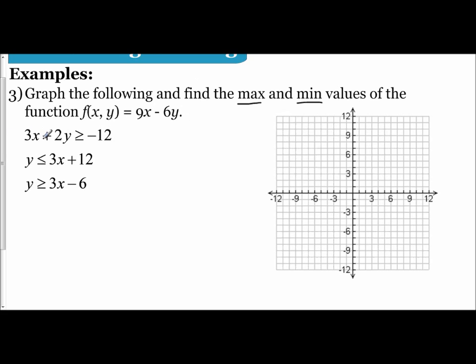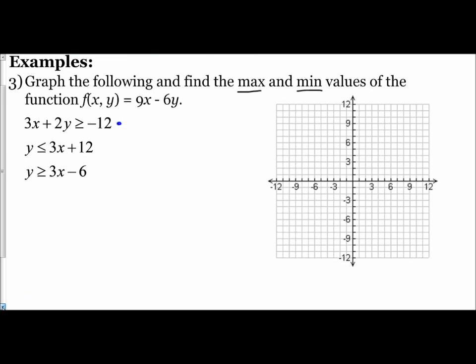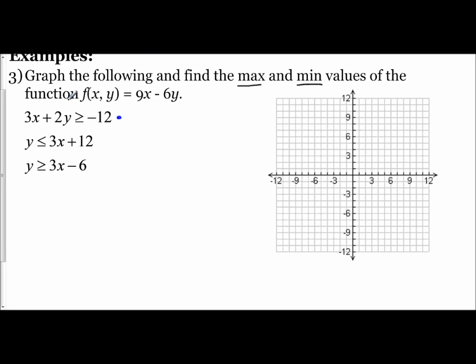And we're told 3x plus 2y is greater than or equal to negative 12, y is less than or equal to 3x plus 12, and y is greater than or equal to 3x minus 6. So I see in these bottom two inequalities, they're already in slope-intercept form for me. But in the 3x plus 2y, I need to convert this one to slope-intercept form. And so I will use blue to represent that inequality, so that way I can see each graph relating to their inequalities.